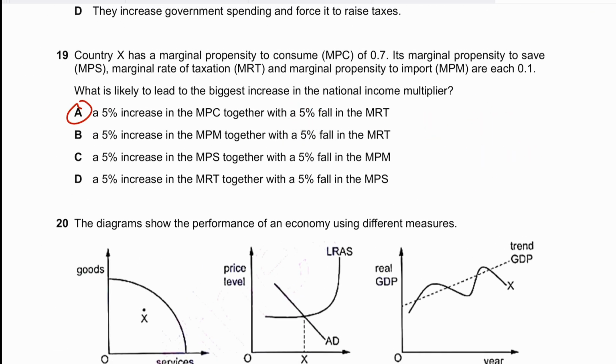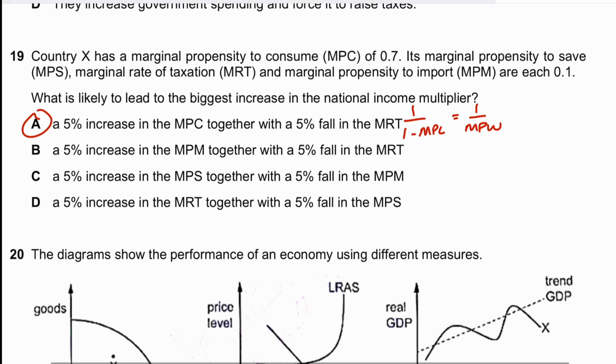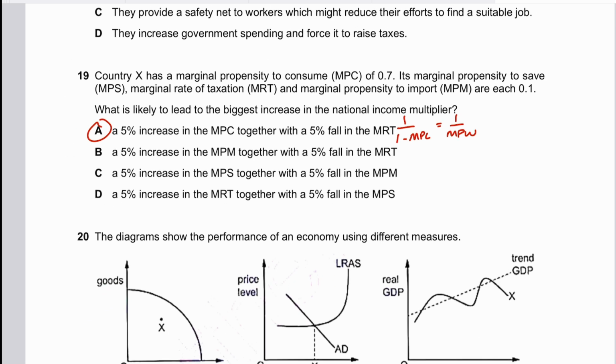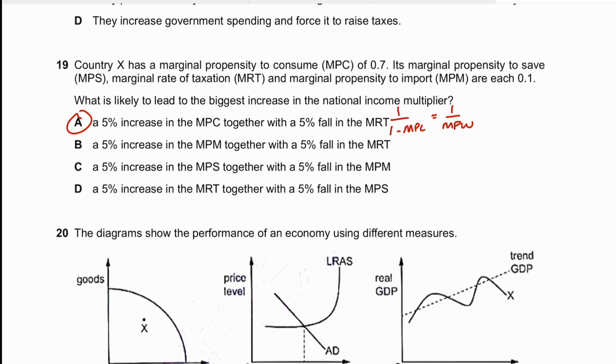So since multiplier is 1 over 1 minus MPC, which is equal to 1 over MPW. And so if your MPC is going up by 5%, right now it's 0.7. So let's see what the multiplier is right now. The multiplier right now would be 1 over 1 minus MPC, that is 0.3, which is equal to your MPW. So currently the multiplier is 1 over 0.3, and that is 3.33. This is your multiplier right now.